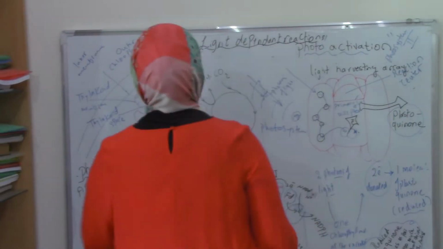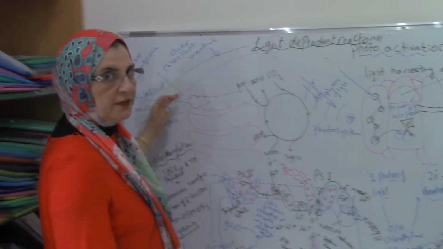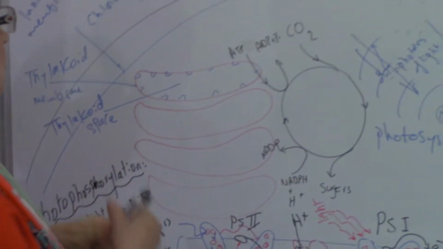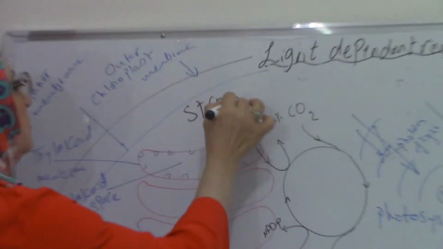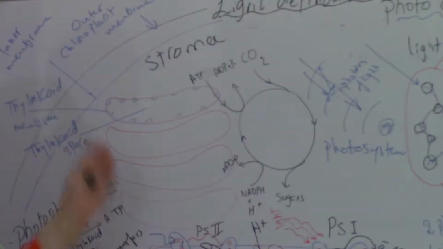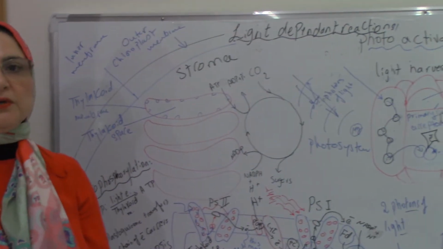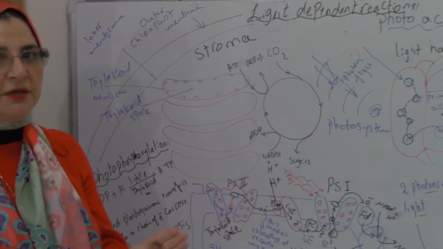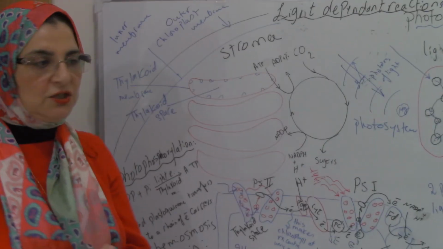The chloroplast is made of an outer membrane and an inner membrane, and inside we have a liquid. This liquid we call stroma, where the light-independent reactions take place because it has the enzymes, and the most important enzyme, Rubisco, which is the main drive for the light-independent reactions.